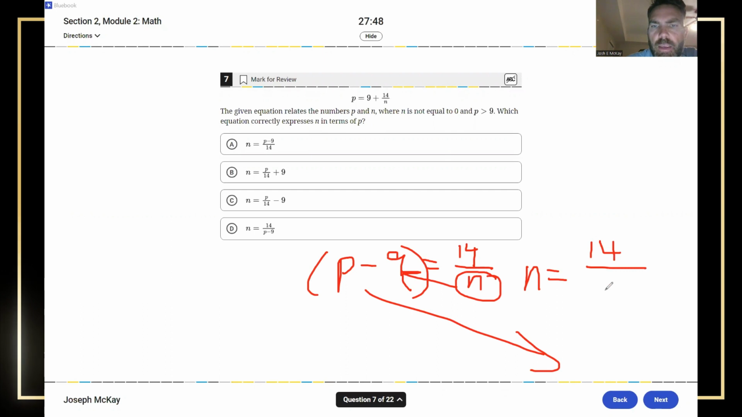and I'm not even looking at the answer choices right now, p minus 9. Now I'm going to see if that's an answer choice. If not, then I'm going to have to go figure out something else. It is. There it is, D. So I'm going to go ahead and grab D.